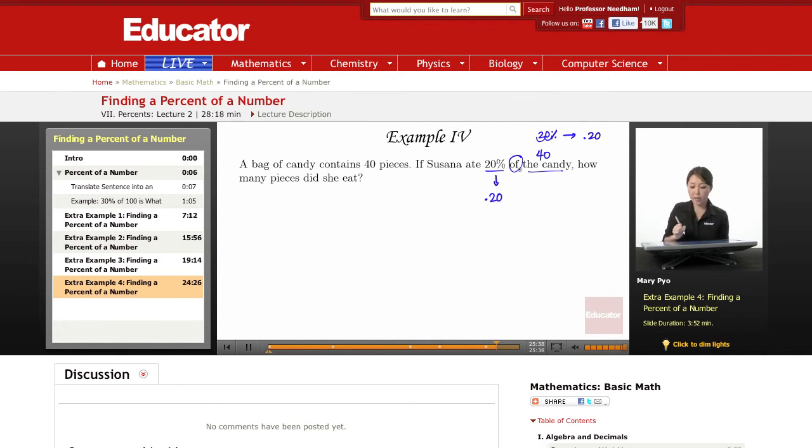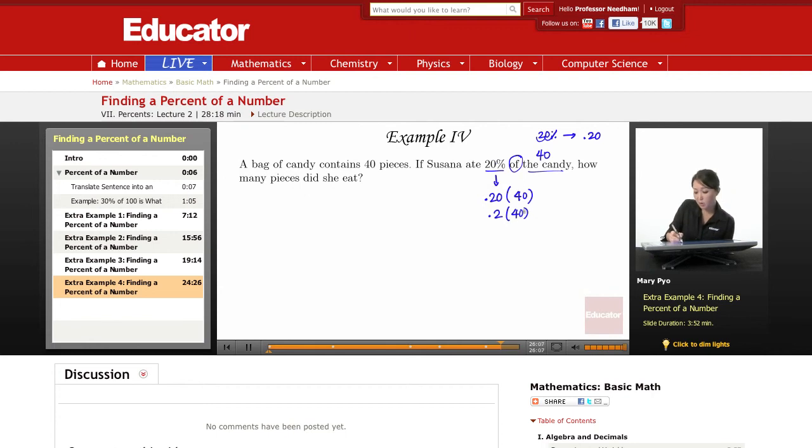Of is times, right? You're going to multiply what? The 40. Because she ate 20% of all the pieces. So times 40. So then here, remember, if the 0 is at the end of a number and it's behind a decimal point, I can just drop it. So this is the same thing as 0.2 times 40.